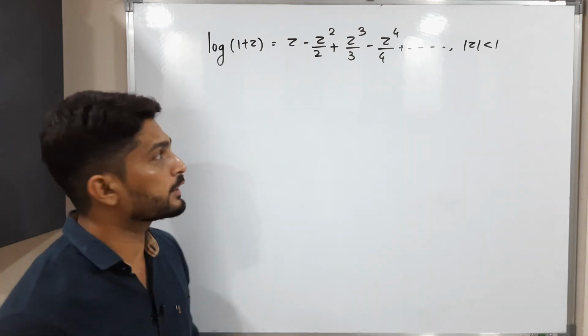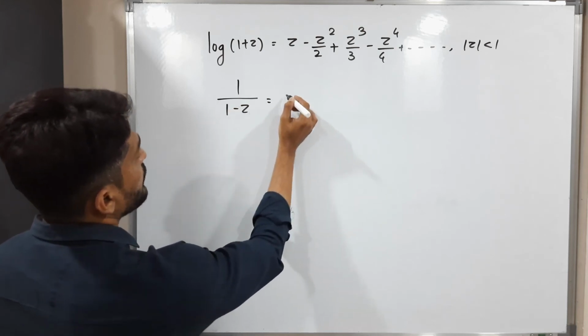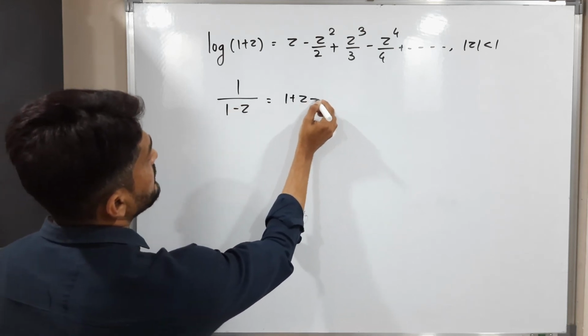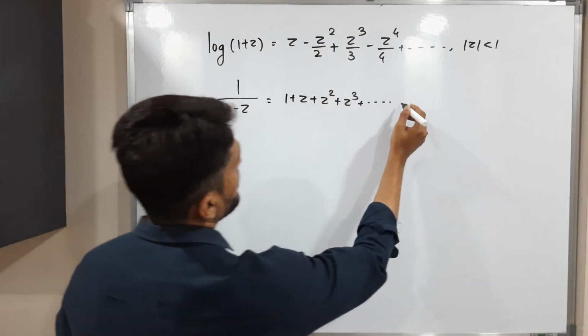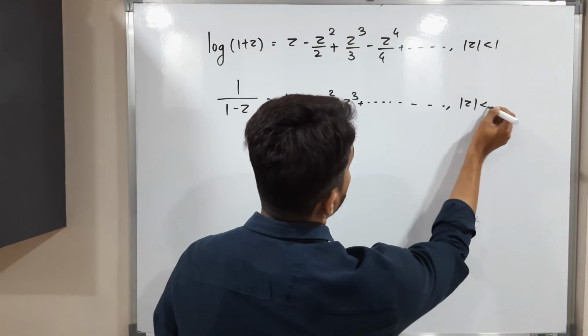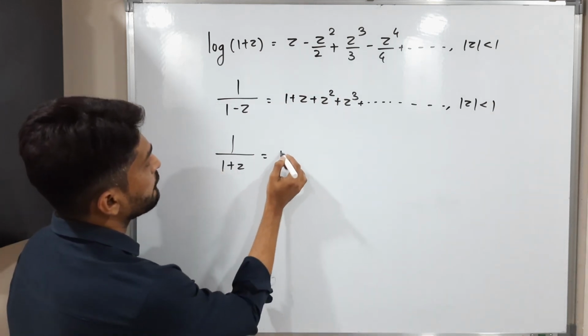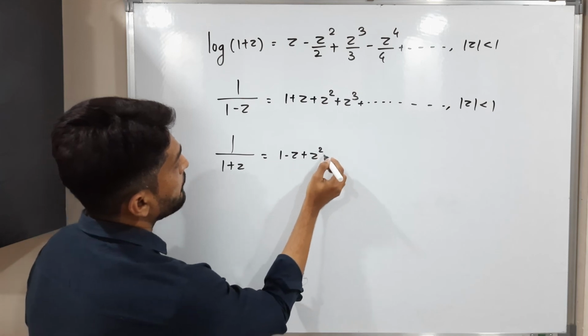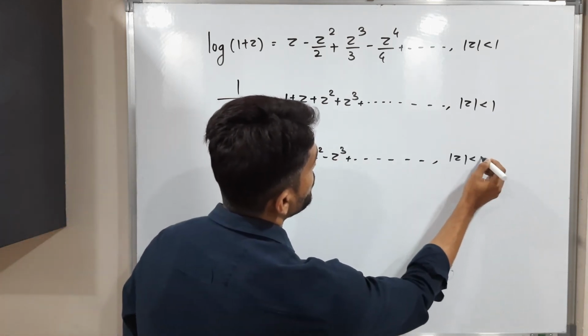Let us go for the next series, that is 1 upon 1 minus z. Its series is 1 plus z plus z square plus z cube plus and so on. It's a very easy series, with mod z less than 1. I'm going to write the series for 1 upon 1 plus z. It will have alternating minus plus signs. This is the only difference between these two series.